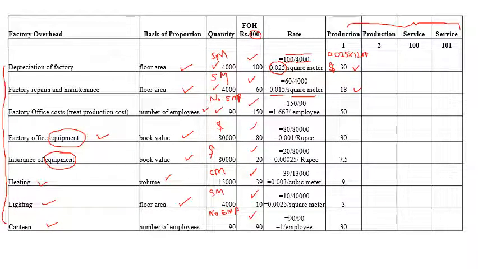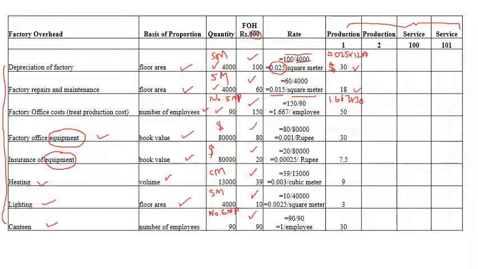Then we have total FH related to the factory office cost 150, and you divide by the 90, you will get 1.667 per employee. And in the first department we have 30 employees. So 1.667 multiplied by 30 employees in department 1, you will get $50 in department 1.